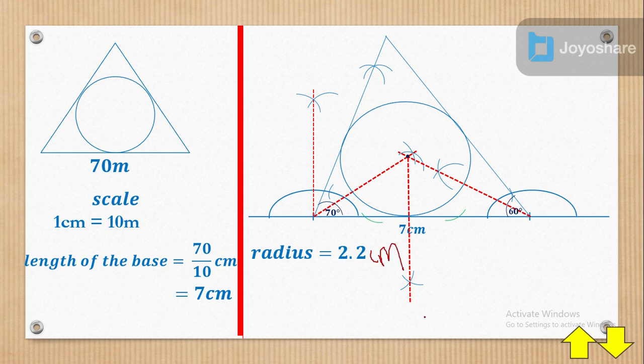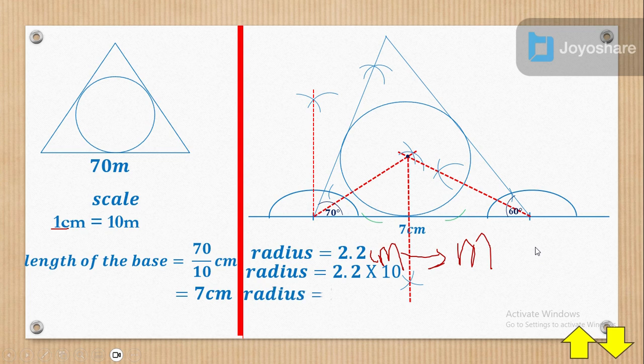Now, remember, the way they are calculating is on the ground. So you must convert this one here into what? Meters. And how shall we do that? 1 centimeter is equal to 10 meters. So converting centimeters to meters, we shall have to multiply. Simply, you say, now our radius will be 2.2 times 10. And that will give us a radius of 22 meters.